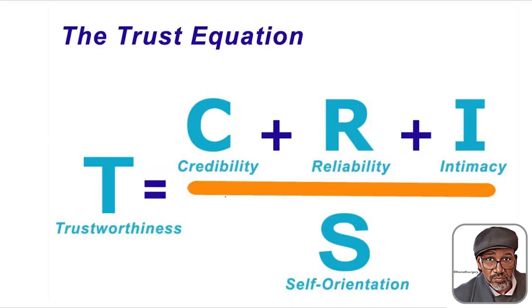Let's look at the formula. This is the equation for trust. Trust, trustworthiness, whatever term you want to use, is equal to C, which is credibility, plus R, which is reliability, plus I, which is intimacy, divided by S, which is self-orientation. Okay? So let me just break that down for you.